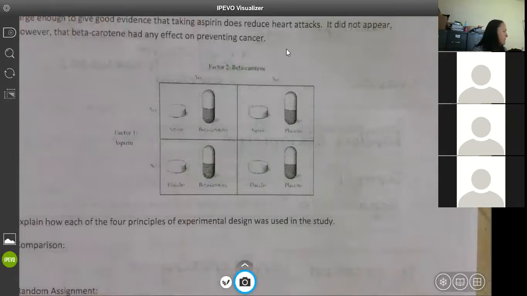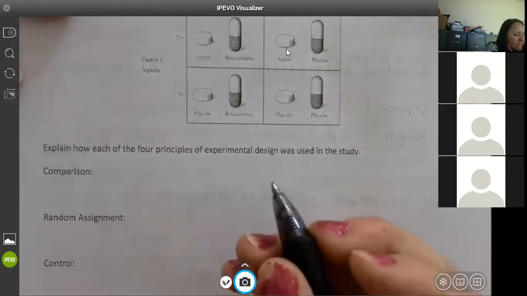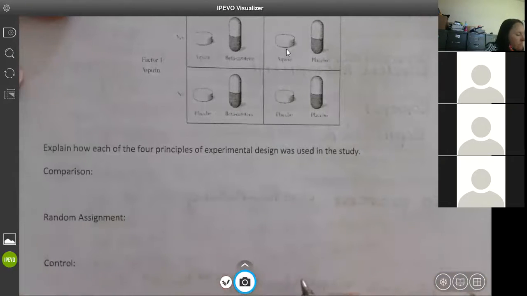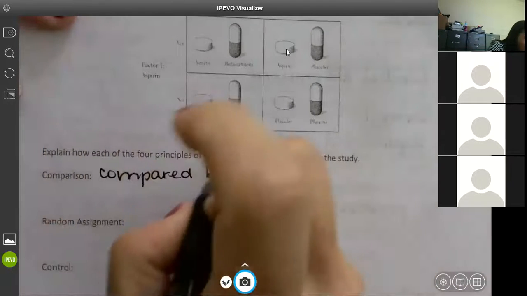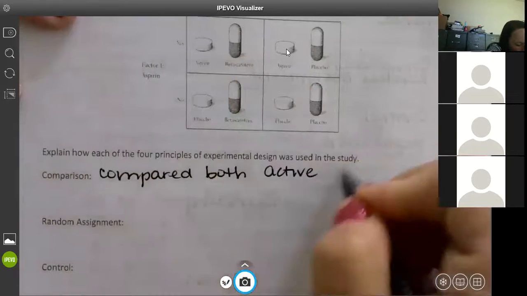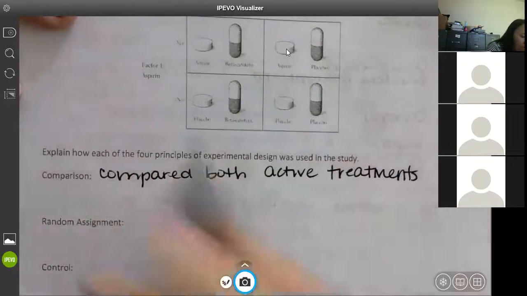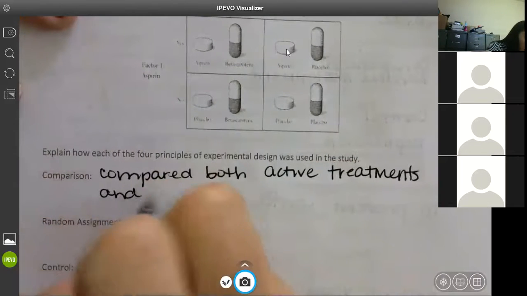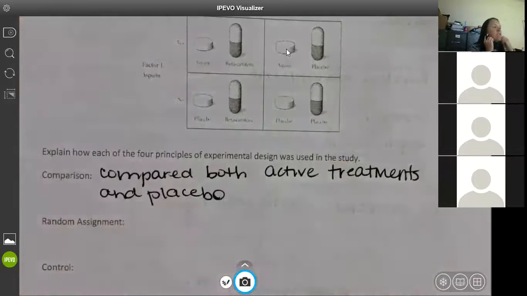So how did they compare? What did they compare? If they were given the medication or not. They compared both active treatments and placebo. So that's what they compared. Did the treatments compare to the placebos?